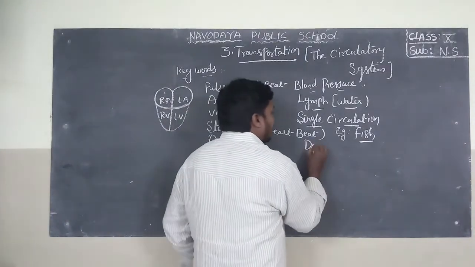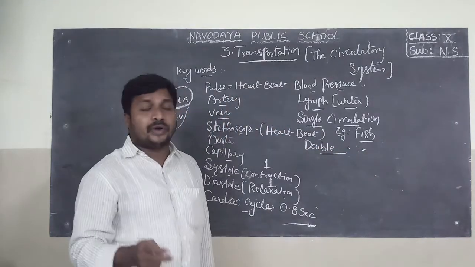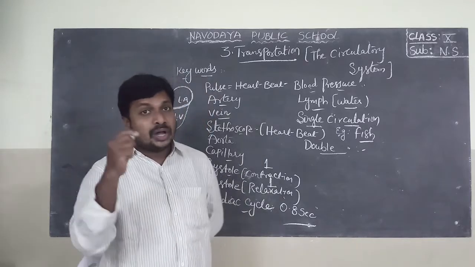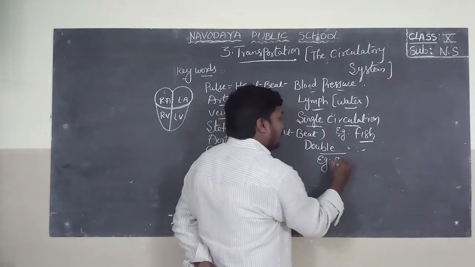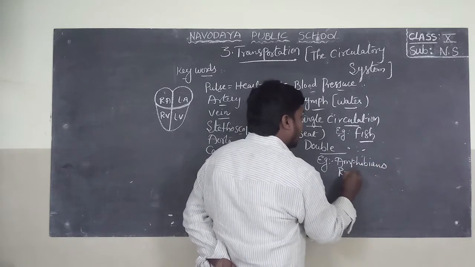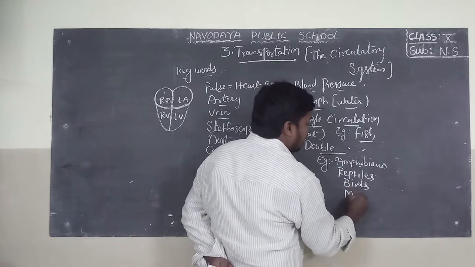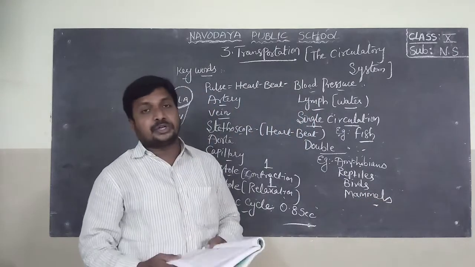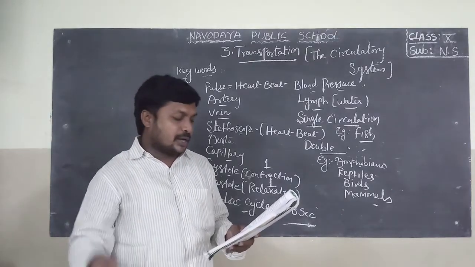The second one is double circulation. Double circulation means blood enters into the heart two times: one from body parts to heart, second from lungs to heart. Examples of organisms which perform double circulation are amphibians, reptiles, birds, mammals. Blood enters into the heart how many times? Two times. One from body parts to heart, second from lungs to heart.